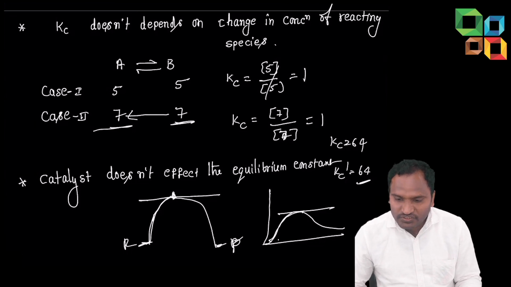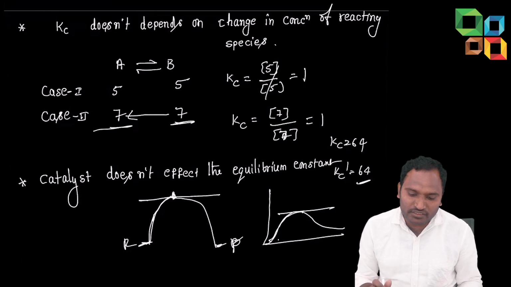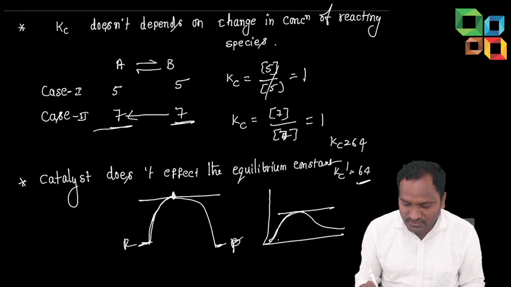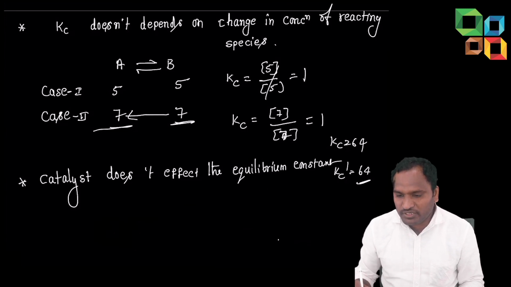Same thing here. Catalyst does not affect the equilibrium and does not affect the equilibrium constant also. It just helps to attain the equilibrium faster.